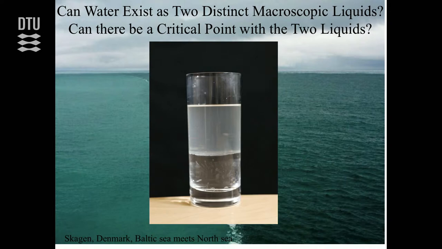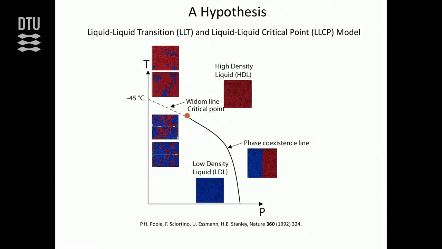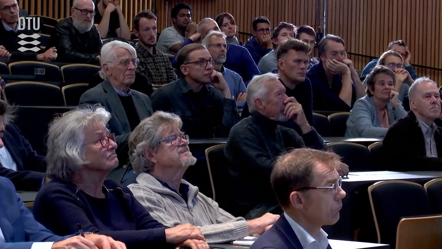A very bold idea, that you would have the separation of a blue and a red type of liquid, as they're colored here. And this goes back to a paper by Peter Poole, Francesco Sciortino, Essmann, and Gene Stanley at Boston University. They did simulations, and in these simulations, they found that they could actually see two different liquid phases.